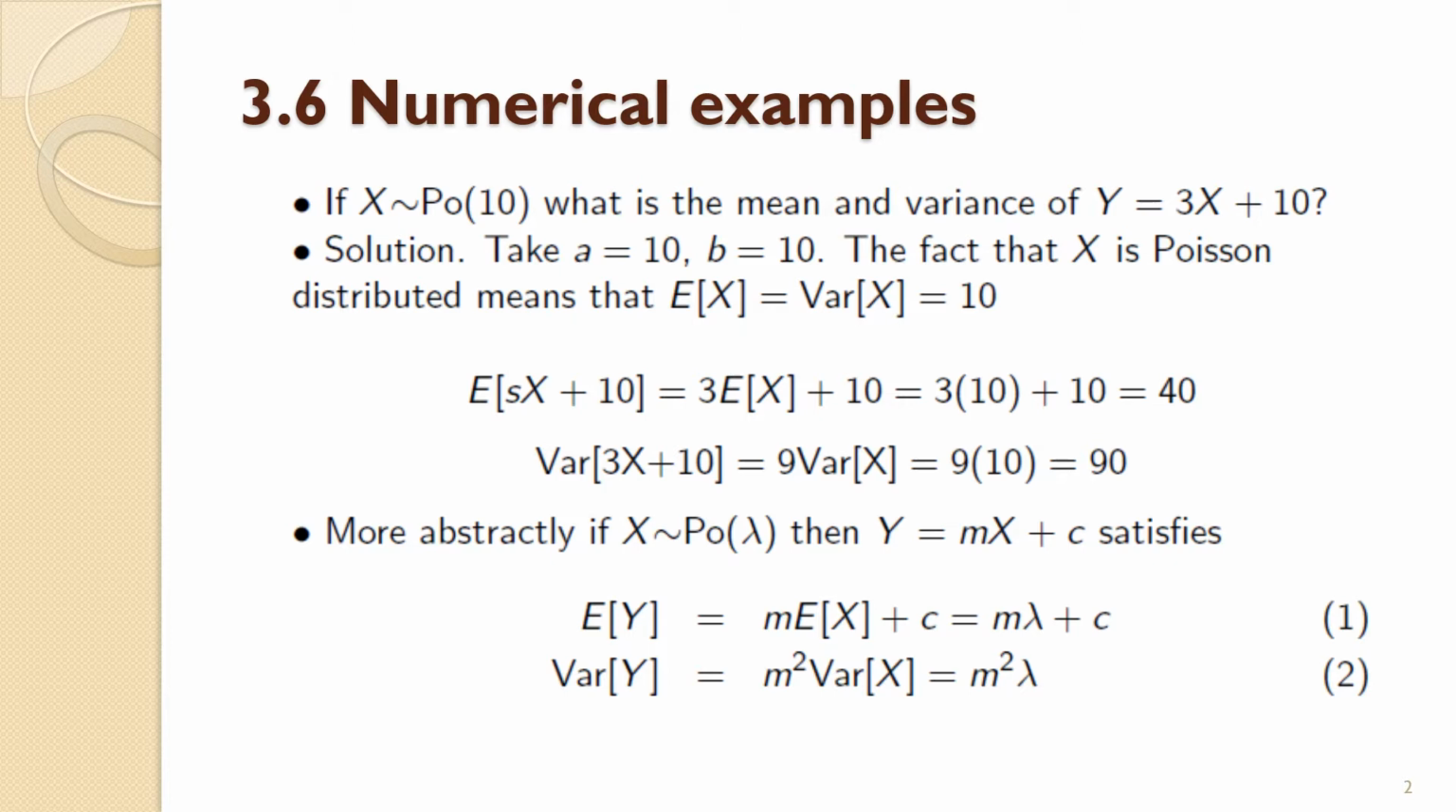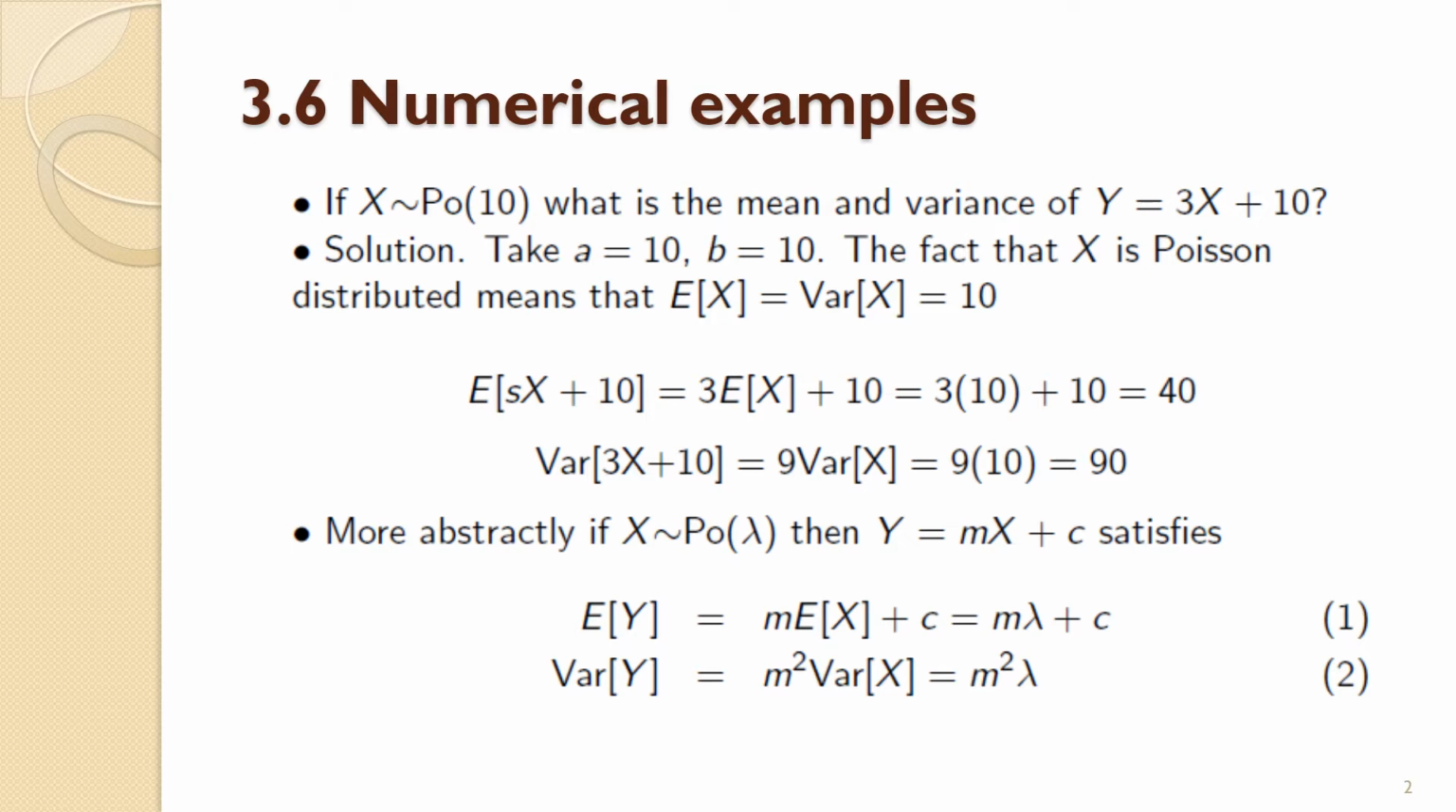The fact that x is Poisson distributed with parameter 10 means that the mean and the variance are both equal to 10, and then the expected value of 3x plus 10, as the first equation shows, can be calculated to be equal to 40. This just ends up being 3 times 10 plus 10 in this case. And then for the variance of 3x plus 10, you can ignore the 10 bit, and the coefficient of x, 3 here, is squared because the variance is quadratic. So in this case the variance of y should be 90.